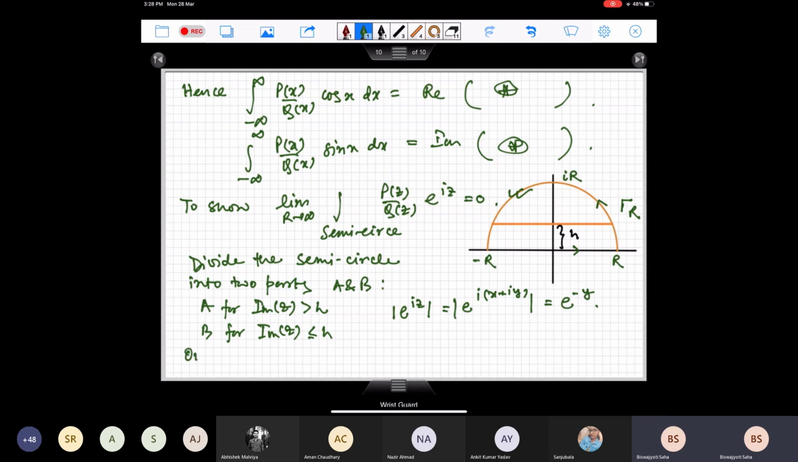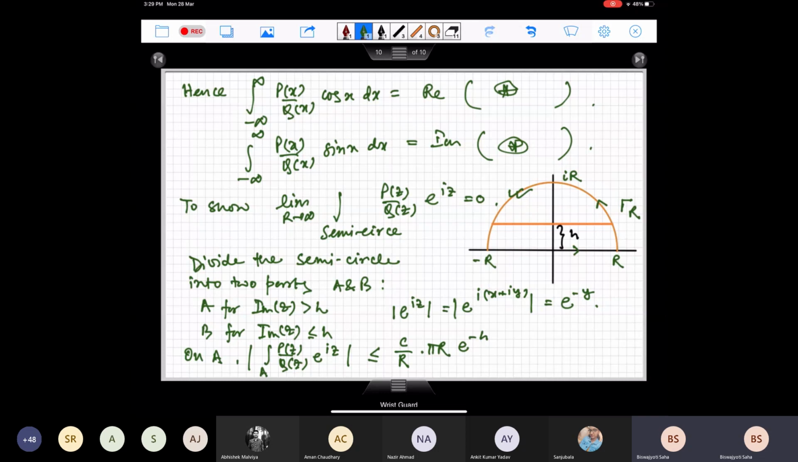So on a, if I want to integrate p(z)/q(z) e^{iz}, this in absolute value is less than or equal to, of course, your function is c/r, the length of the path is pi times r, and your |e^{iz}| is bounded by e^{-h}, because your imaginary part is bigger than h, so minus the imaginary part is less than minus h, and that's the bound we are getting.